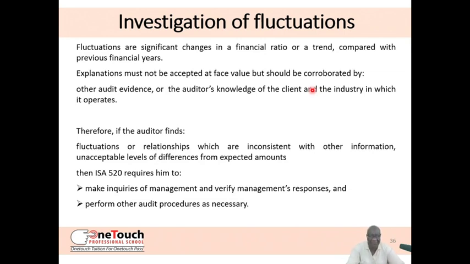Therefore, if the auditor finds fluctuations or relationships which are inconsistent with other information, or differences from the expected amount beyond acceptable levels, then ISA 520 requires him to make inquiries of management. So if there are deviations or fluctuations, you need to find out from management, make inquiries of management, and verify management's responses. When you make inquiries, they must also respond.